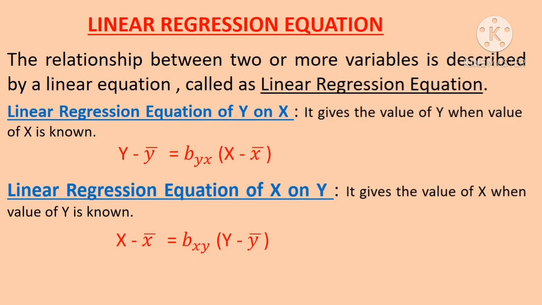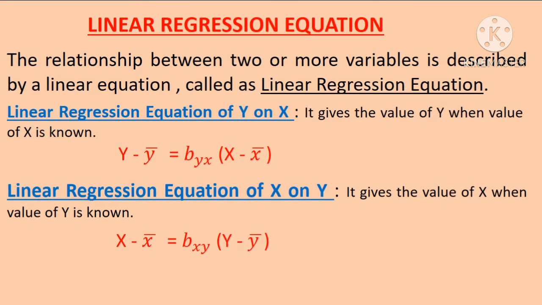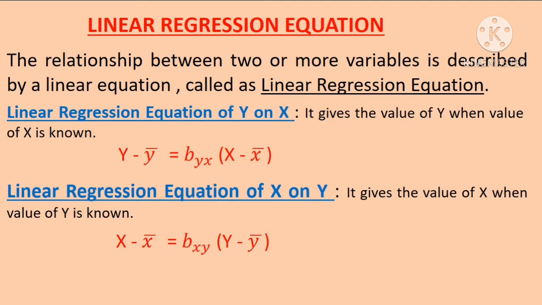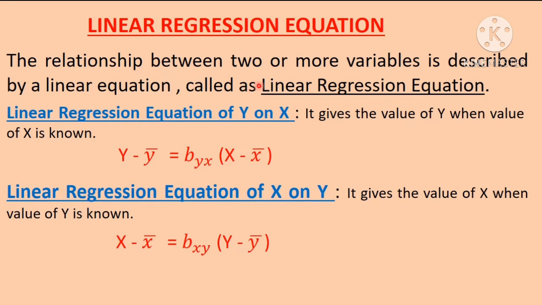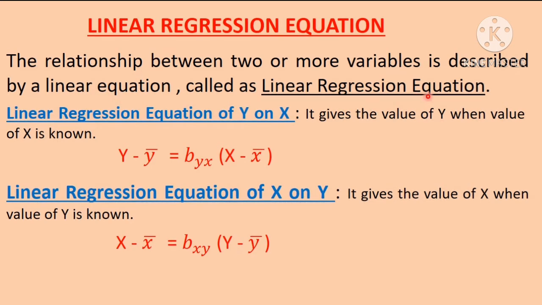Now let us start with linear regression. Now as I said, linear regression gives the value of the one variable when the value of the other variables are known. That is given by an equation called linear regression equation. So the relationship between two or more variables is described by a linear equation called as linear regression equation.